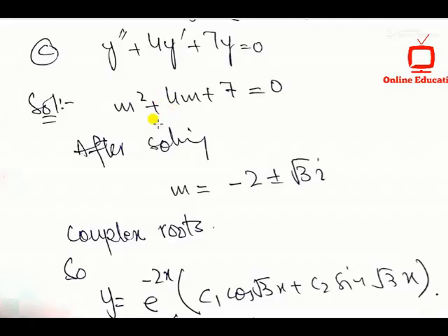After I solved it by the quadratic formula, we got the roots -2 ± √3 i. So we have complex roots, and we know, as we solved in the last lecture, if we have complex roots, -2 + √3 i and the other -2 - √3 i, what is the way to write the solution?